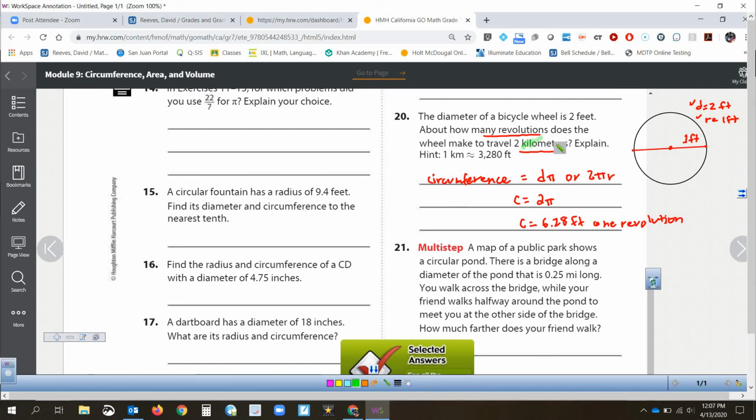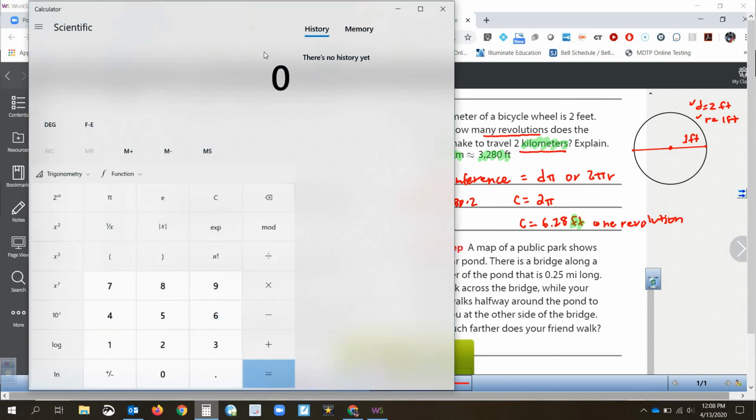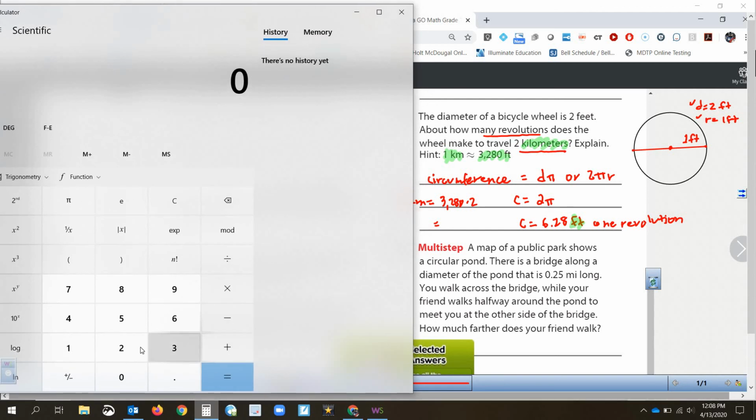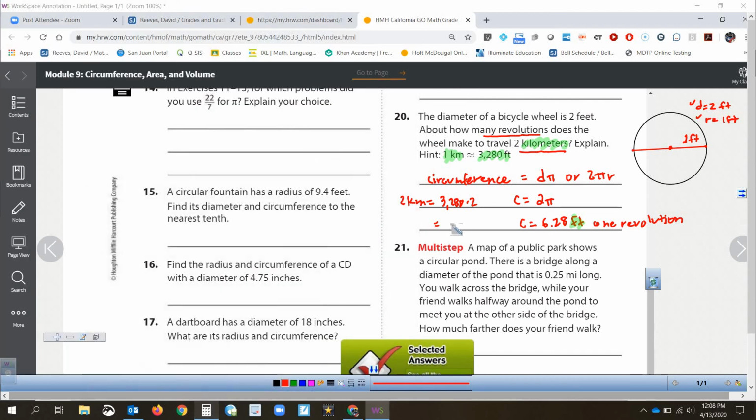Well, we have a problem here. This unit is kilometers, and this unit is feet. They were nice enough to give us that 1 kilometer is 3,280 feet. So I have a question for you. If 1 kilometer is 3,280 feet, what would 2 kilometers be? 2 kilometers is going to be 3,280 feet times 2, right? Again, if we go back to our handy-dandy calculator, not that we couldn't do this without a calculator, but it's okay to use one, 3,280 feet times 2 is going to give us 6,560 feet.